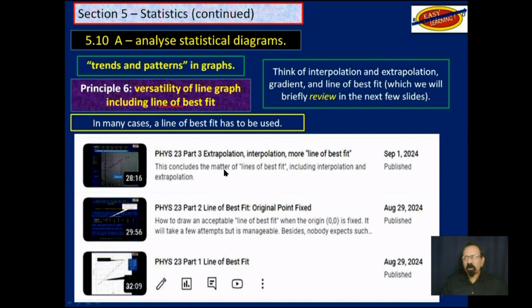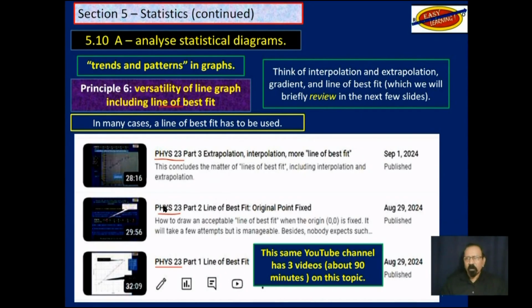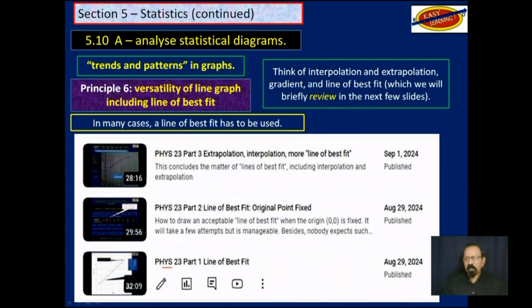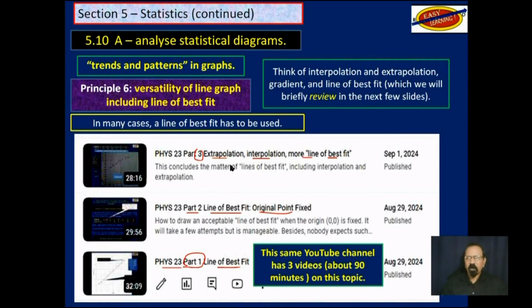If you want to find out more about line graphs, I do have 3 videos in the physics section of this same YouTube channel that total about 90 minutes. As you can see: Physics 23, part 1, line of best fit; part 2, more on line of best fit, original point fix; and part 3, extrapolation, interpolation, and more on line of best fit. So 90 minutes, 3 videos on line of best fit if you want to learn more about that.